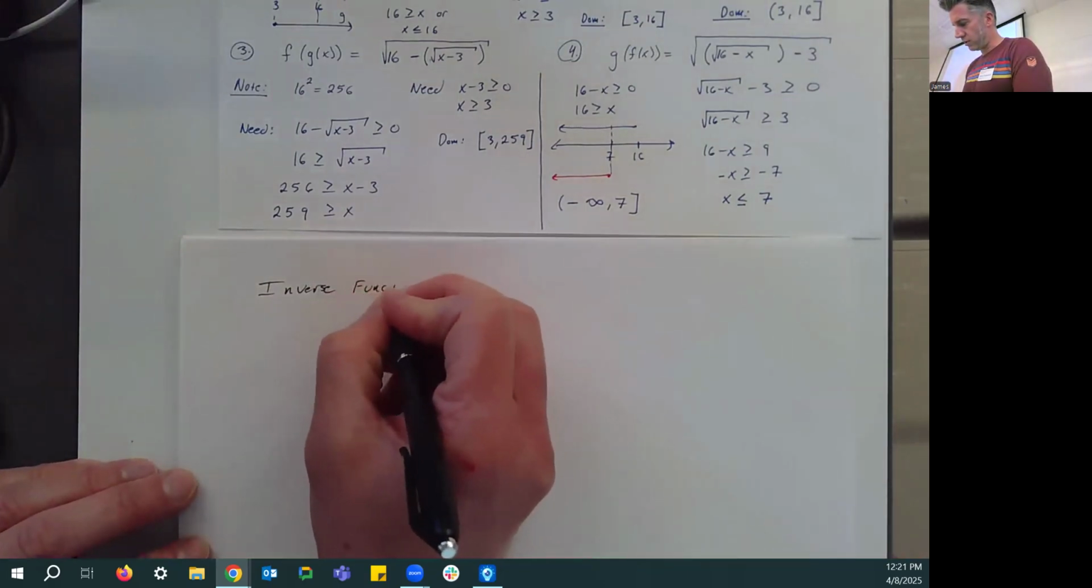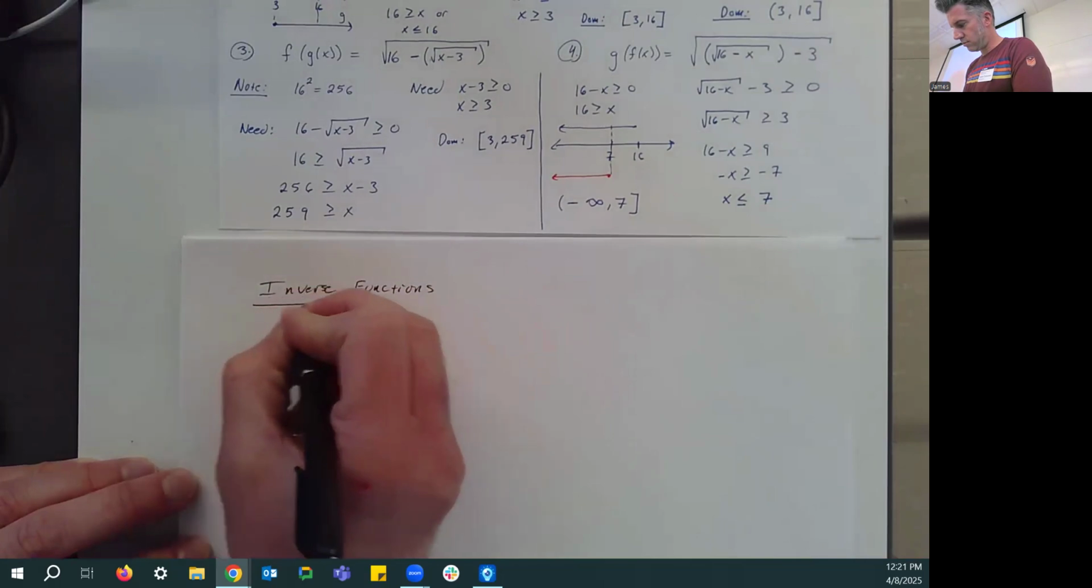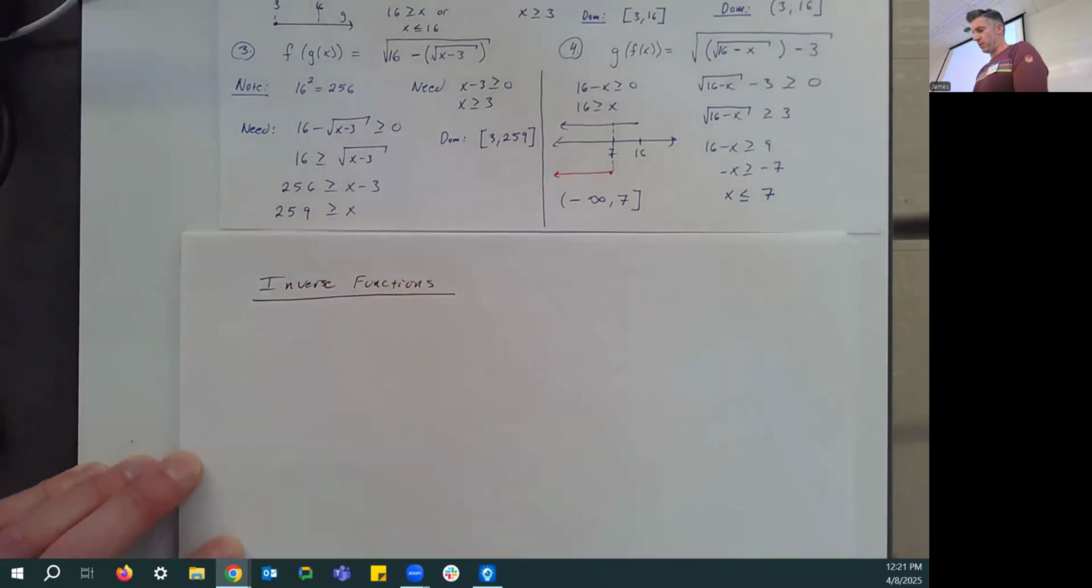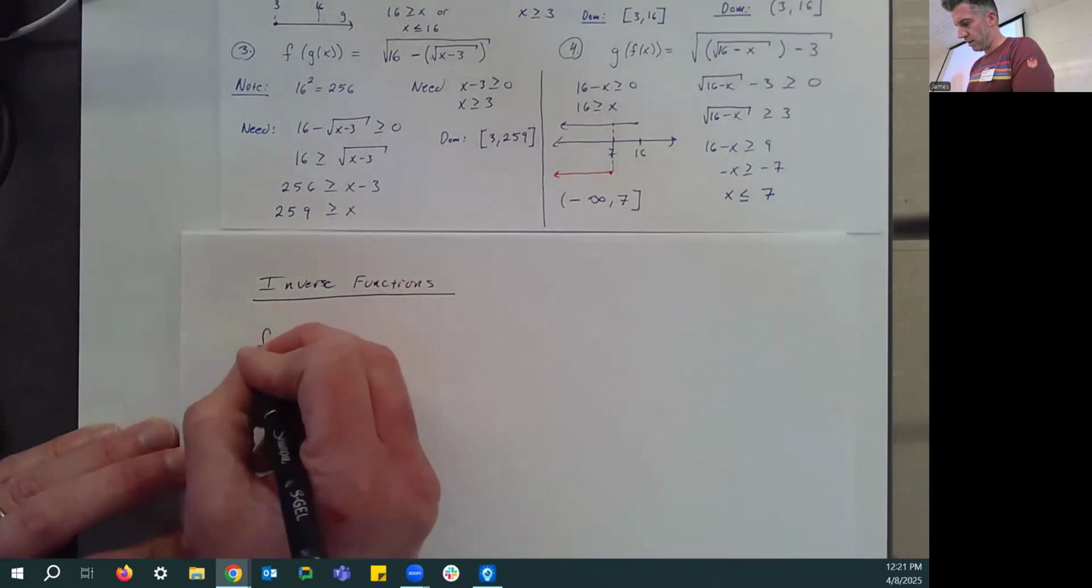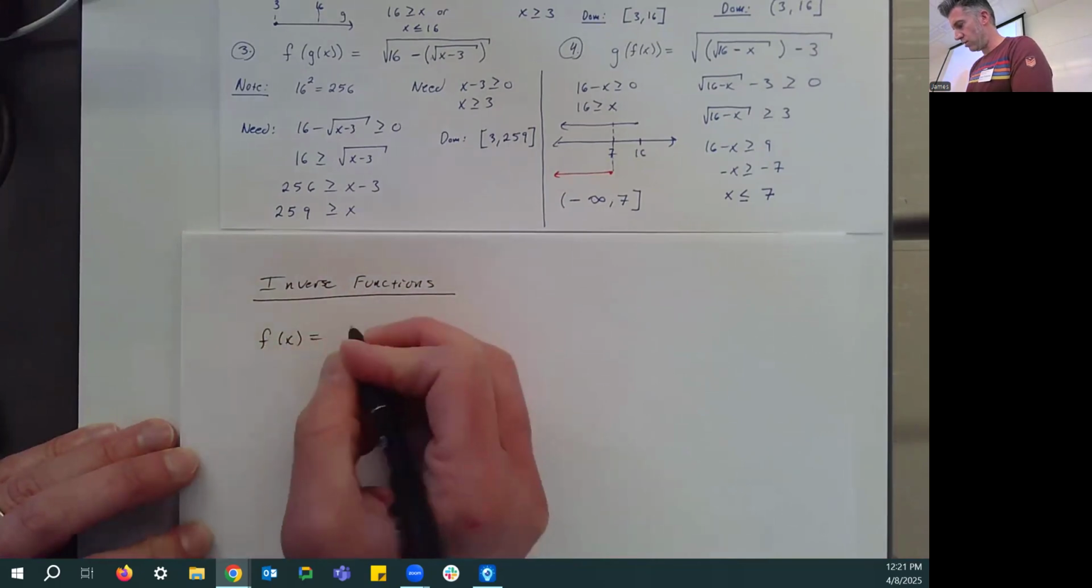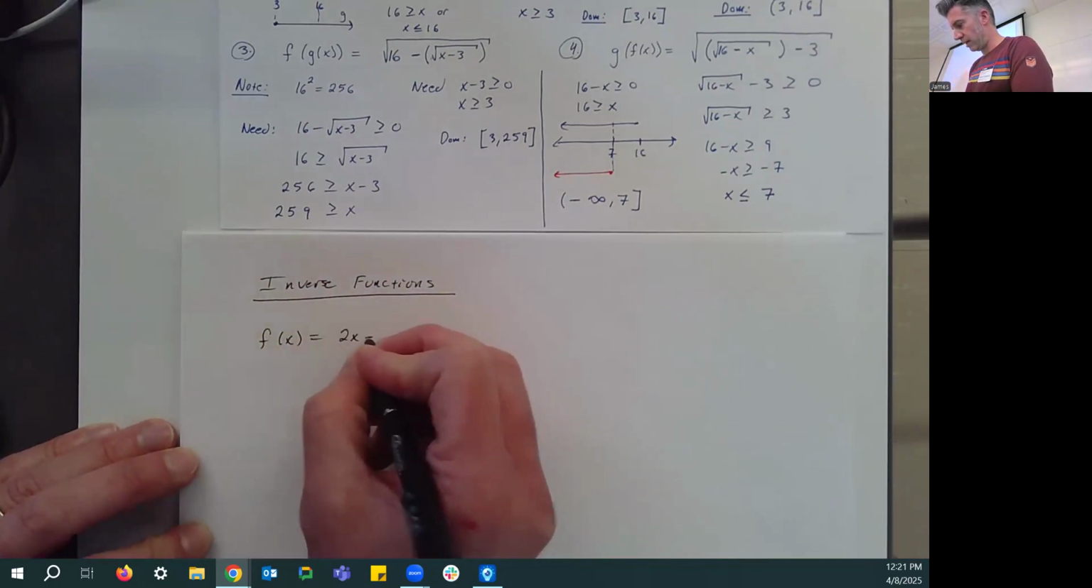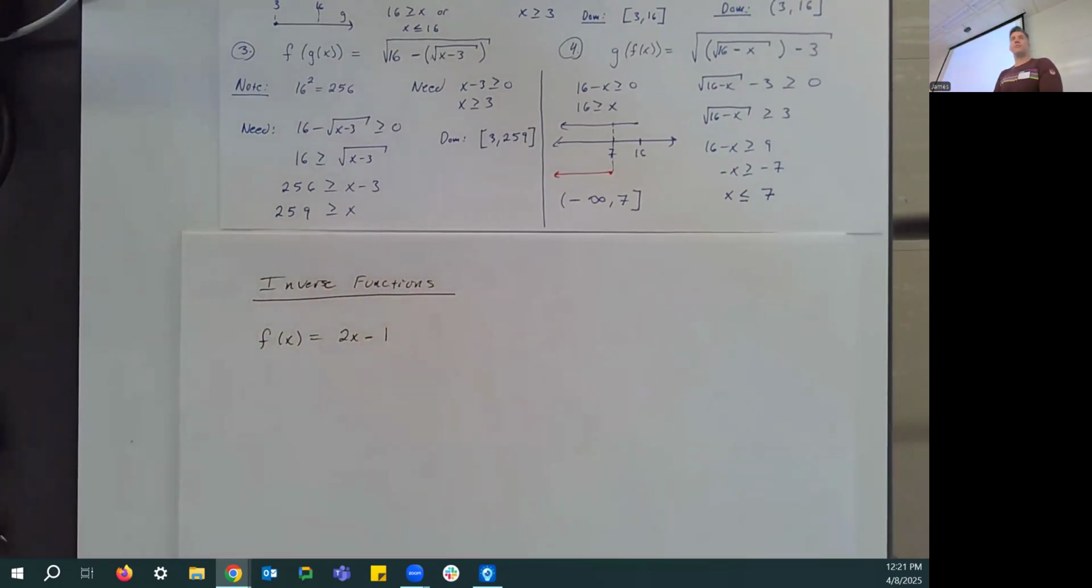Inverse functions. Let's start off with something really straightforward like f of x equal to 2x minus 1. That's a function, does a thing. Takes an input, multiplies by 2, and subtracts 1.